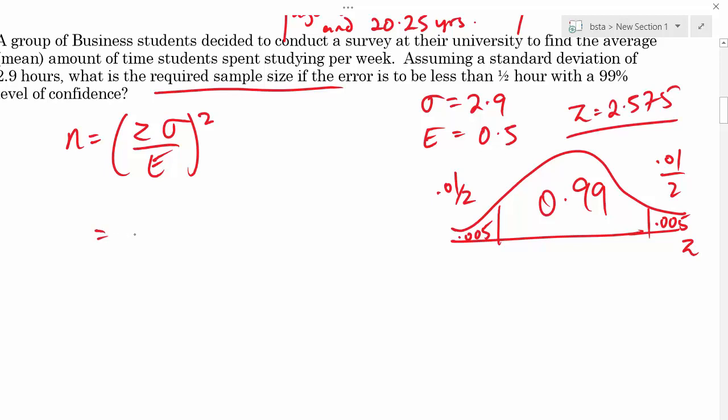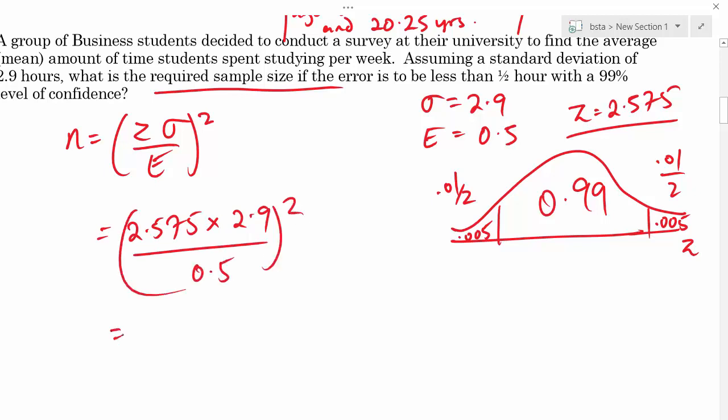So let's throw that into the formula. 2.575 times sigma, which is 2.9, divided by 0.5, squared. Throw all of those in. What do you have?